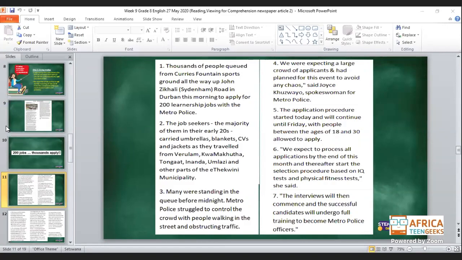We were expecting a large crowd of applicants and had planned for this event to avoid any chaos, said Joyce Kuzwayo, spokeswoman for Metro Police. Thank you so much for reading.